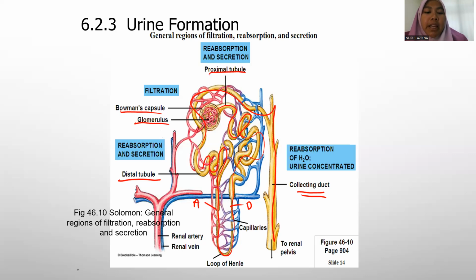Next, we are going to see the processes involved in urine formation, the first one being ultrafiltration. The main structure involved in ultrafiltration is the glomerulus. Following that are the processes of reabsorption and secretion, which involve the proximal tubule, the loop of Henle, the distal tubule, as well as the collecting duct.